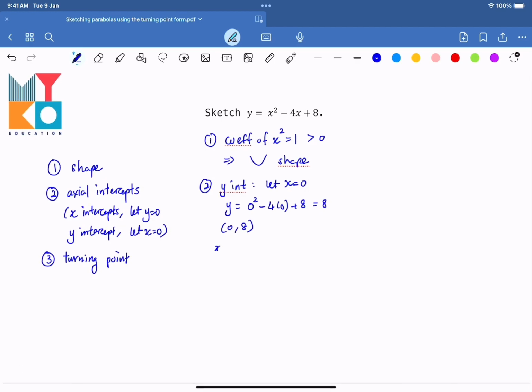And if I were to find the x-intercepts, you will let y be 0. And if you let y be 0, you will end up with x squared minus 4x plus 8 equals 0. Now, this is the time that, again, you can't factorize. So if you can't factorize, what do we do? We will actually try to complete the square.